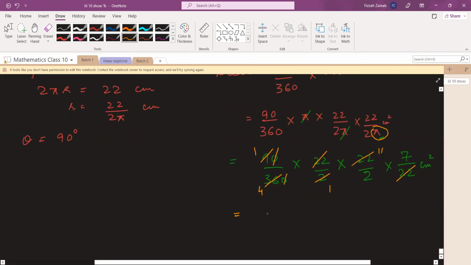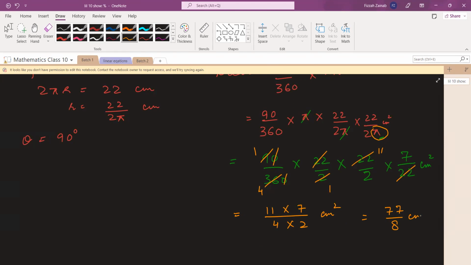So now I'm left with only 11 into 7. And then here I have 4 into 2 centimeter square, right? Now I think I cannot divide anything else here. So just multiply. So 77 divided by 8 centimeter square. Please check the answer. I think it should be given in fractions. So you can leave it like this. Yeah, ma'am. Okay.